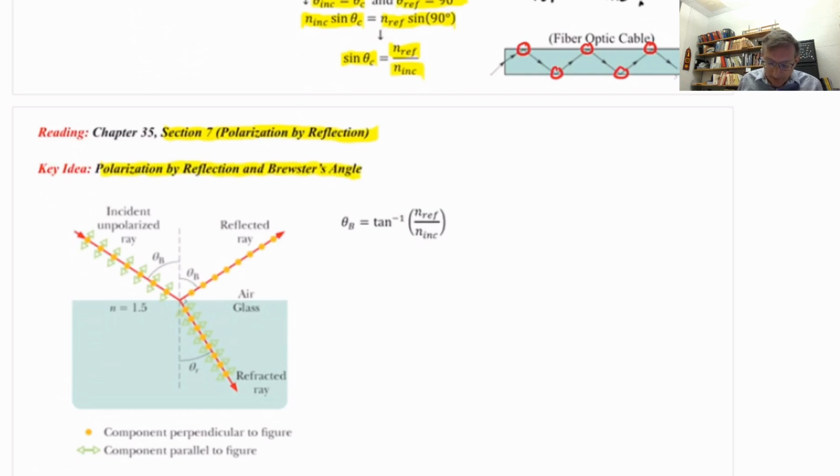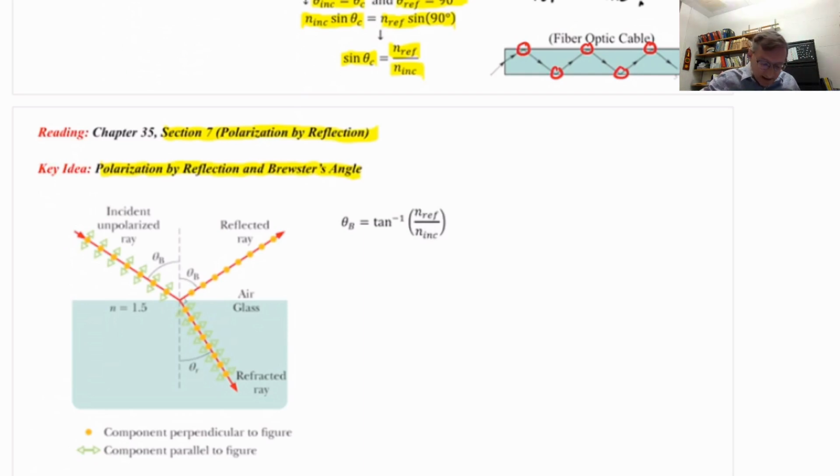So here's what's happening. We've got an interface between two materials. Again, we'll say air and glass. We'll take the index of refraction of air to be basically 1, and the index of refraction of glass is whatever it is. This says n equals 1.5. It doesn't really matter what that number is.